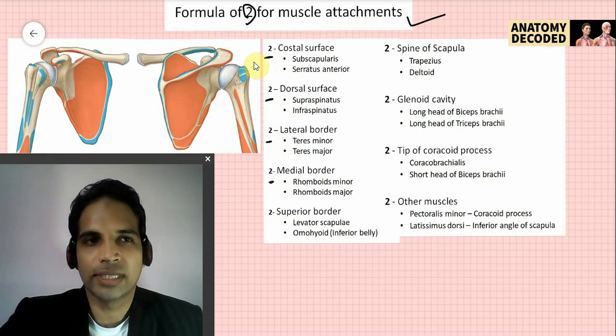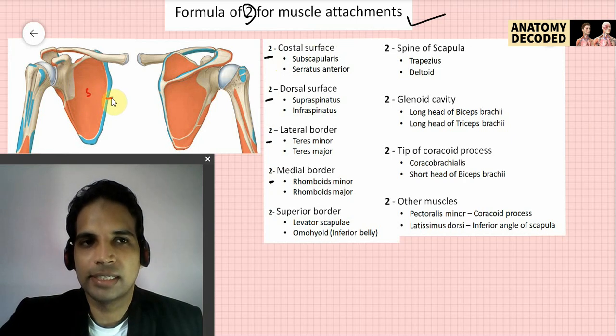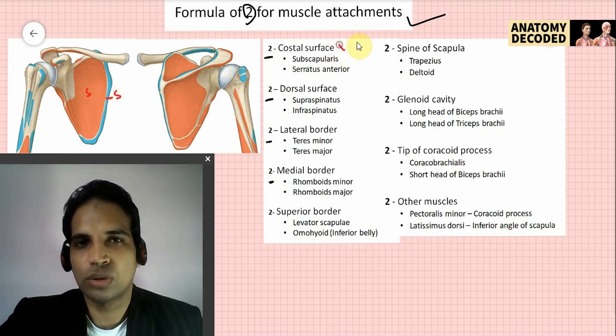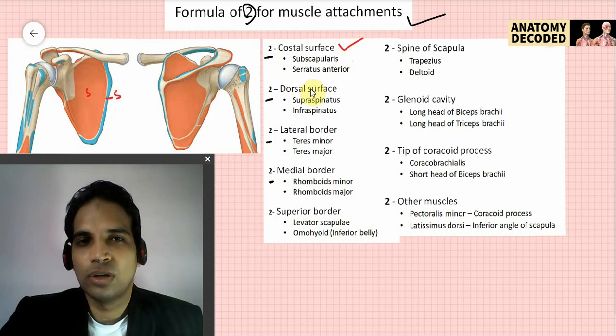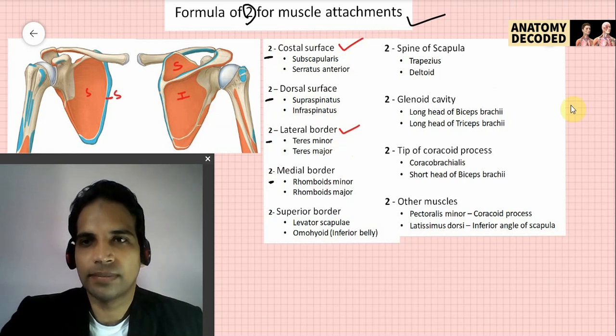Along the costal surface of the scapula, there are two muscles, subscapularis and serratus anterior. Two muscles along the dorsal surface of the scapula are supraspinatus and infraspinatus. Two muscles along the lateral border of the scapula are teres minor and teres major. And two muscles along the medial border of the scapula.